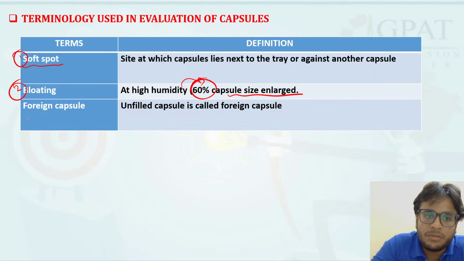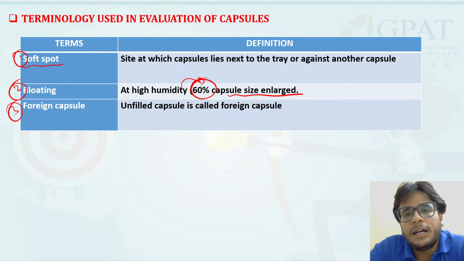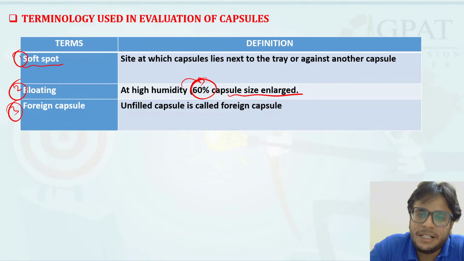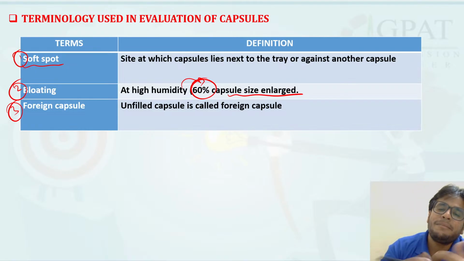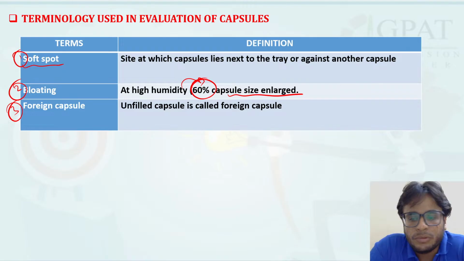A foreign capsule is one procured from a foreign company. We can say the unfilled capsule is procured from a foreign company. So the empty capsule shell is also known as a foreign capsule.